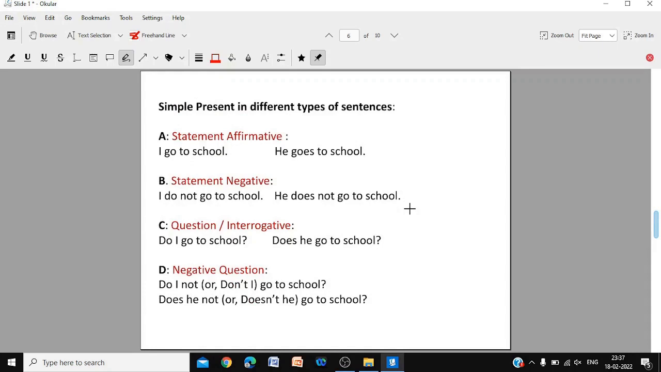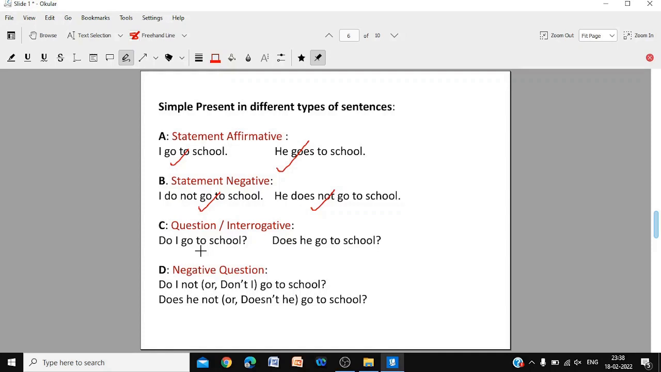Simple present in different types of sentences. An affirmative sentence: I go to school. He goes to school. He is singular, so V5, goes. Statement negative: I do not go to school, or you can also say I don't go to school. He does not go to school. Also you can say he doesn't go to school.